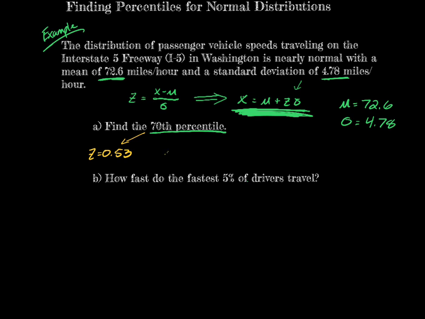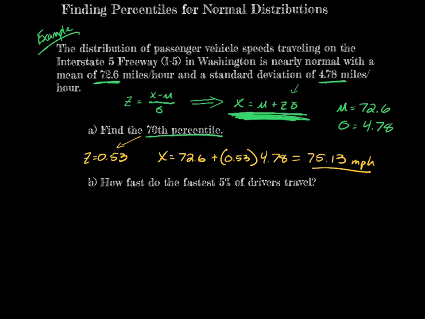And the work is simply by calculating x equals mu. Mu in our case is 72.6, and adding our z-score of 0.53 times our standard deviation of 4.78. When I throw that into my calculator, what I get is 75.13 miles per hour. Okay, so again, that process is we're going to use the z-table to find where the 70th percentile is, find the z-score, and then throw it through this formula right up here.